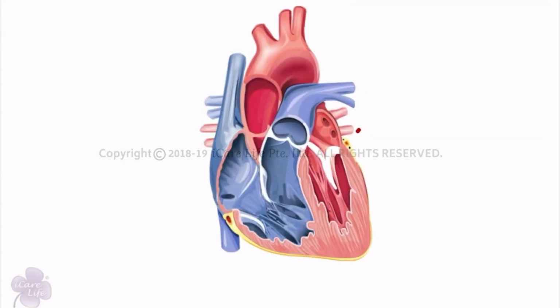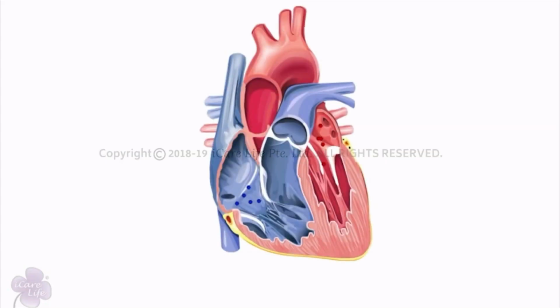During diastole, the ventricles are relaxed, and the oxygenated blood from the lungs fills in the left atrium through the pulmonary veins. At the same time, deoxygenated blood from the other parts of the body, brought by the superior vena cava and the inferior vena cava, fills the right atrium.